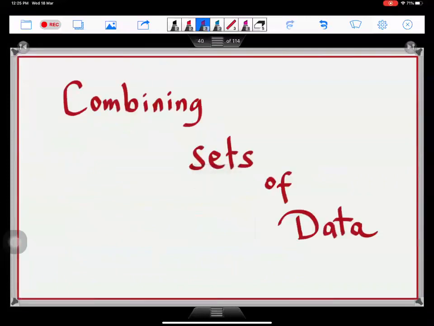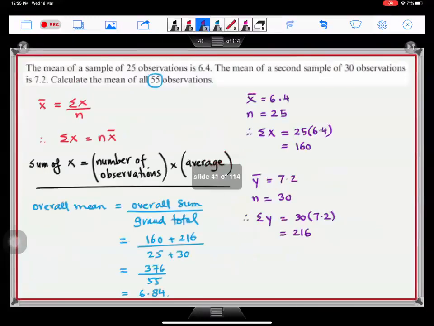Combination of sets of data. That was the next thing. A lot of questions we did on this. When we combine sets of data, the first example is straightforward. The mean of a sample of 25 observations is 6.4. The mean of a second sample of 30 observations is 7.2. Calculate the mean of all 55 observations.